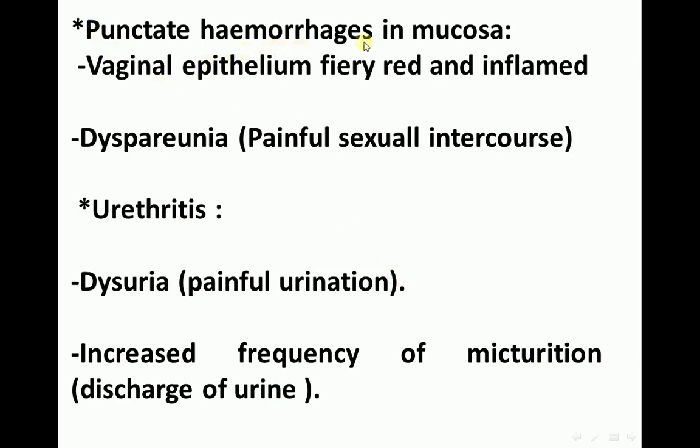Punctate hemorrhages in mucosa include vaginal epithelium fiery red and inflamed, dyspareunia, urethritis, include dysuria and increase the frequency of micturition.